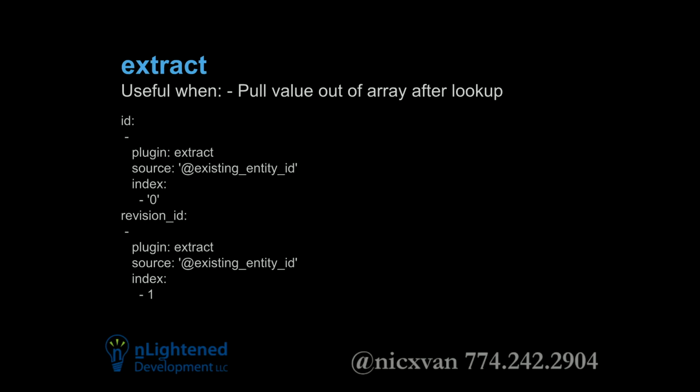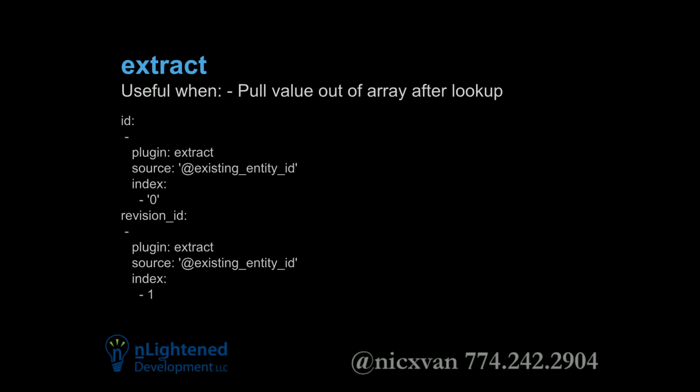Extract. This is another one that you're going to get familiar with. So extract is a way, when you do a lookup and you use a temporary ID, it generates an array behind the scenes. So extract is a way to pull that out. So this is a good example. The ID will be index 0, and the revision ID will be index 1. And we'll see more of that with paragraphs.